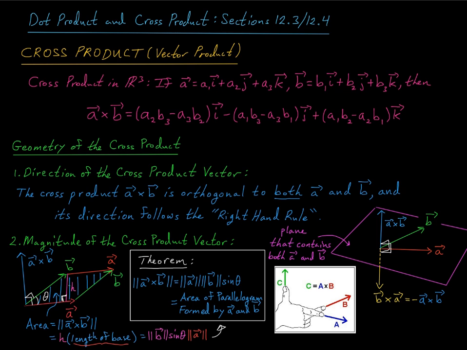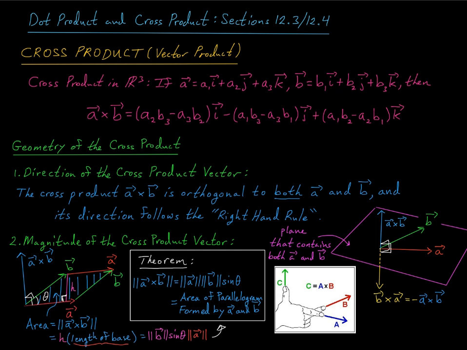What's the height? Well, if we consider this right triangle right here, the height is the side opposite this angle theta. So if I use sine of theta is the height divided by the hypotenuse, which is the length of B, then put another way, the height is the magnitude of B times the sine of theta. And this expression is what we see up here. So again, the length of the cross product vector is equal to the area of the parallelogram formed by the vectors A and B. All right, cool.